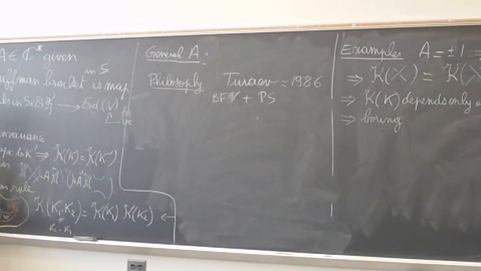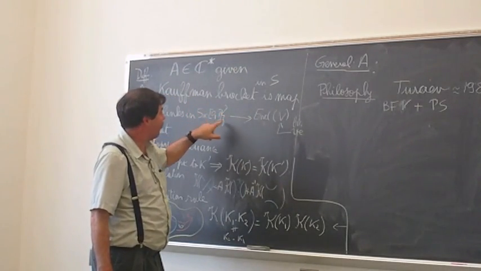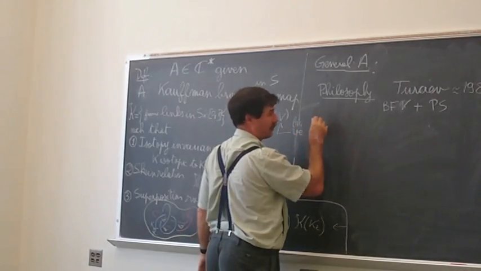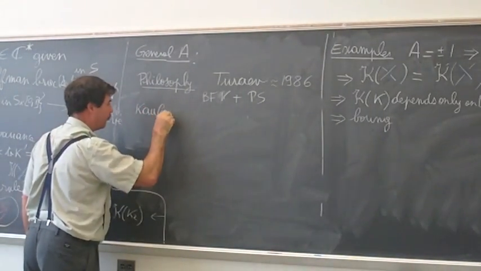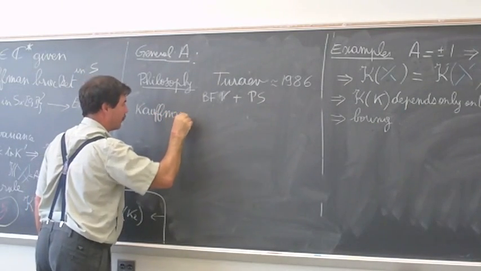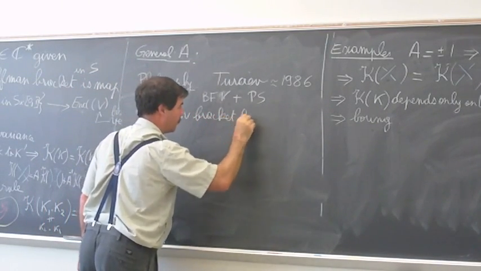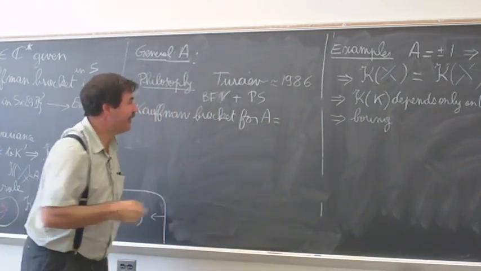They talk about the Kauffman bracket, but that's not the way they do it. They introduce something called the Kauffman algebra, and here that would be what's called a representation of the Kauffman algebra, but it's the same thing: a Kauffman bracket for A, and so that's where I'm coming from.